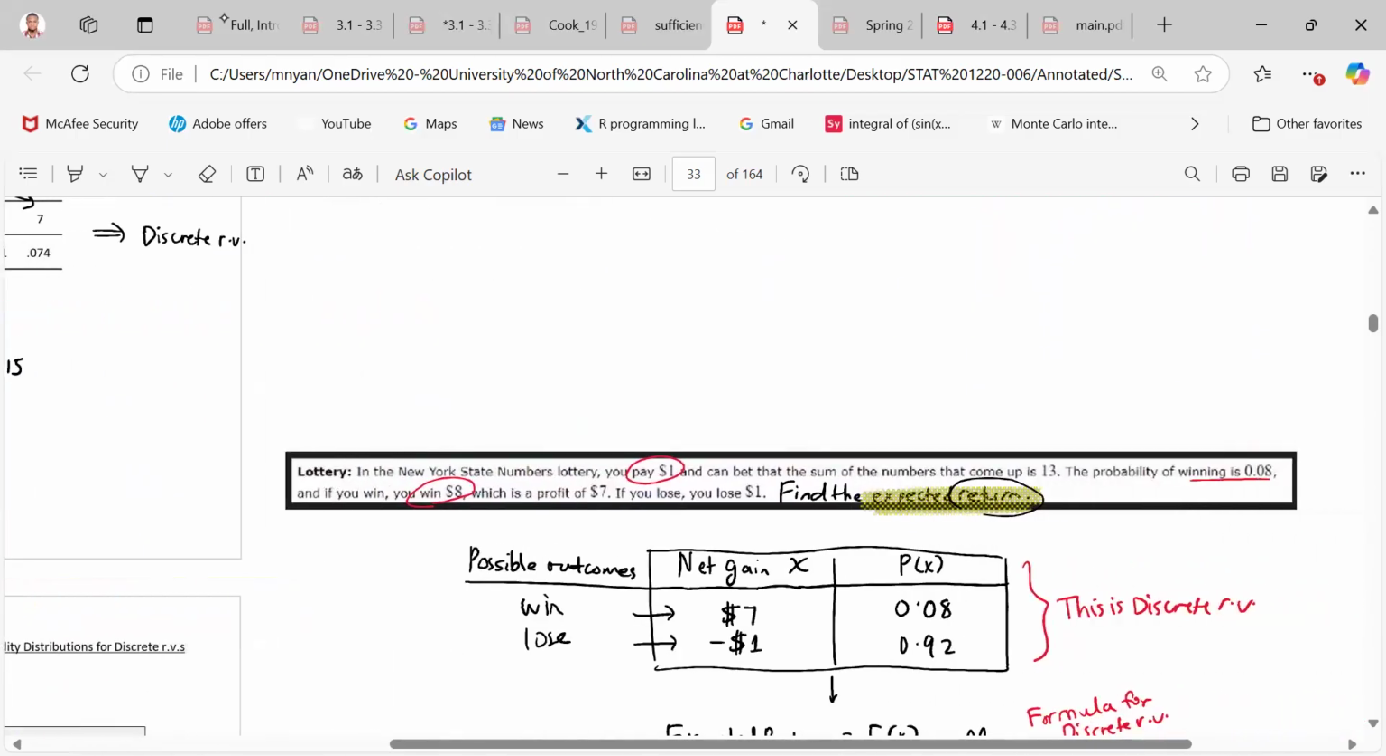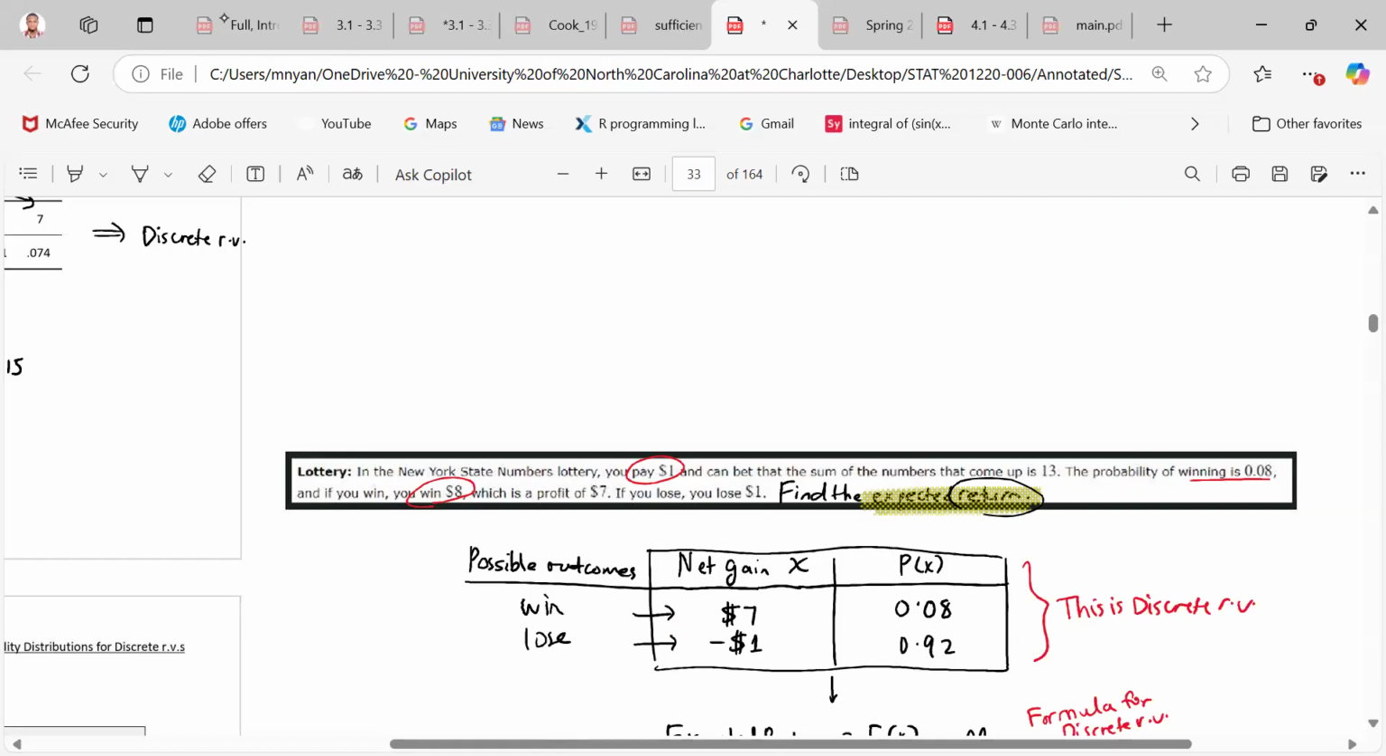Okay, there is an interesting example here. In the New York State Numbers Lottery, you pay $1. So you buy a ticket, you pay $1 and can bet that the sum of the numbers that come up is 13. So if it comes up 13, you win. The probability of winning is 0.08. If you win, you win $8, which is a profit of 7. You win 8, you paid 1. But if you lose, you get no profit, so it's 0 minus 1. That is a loss.